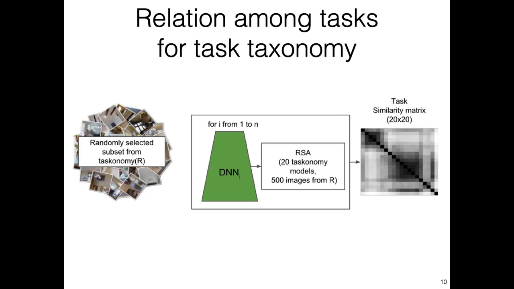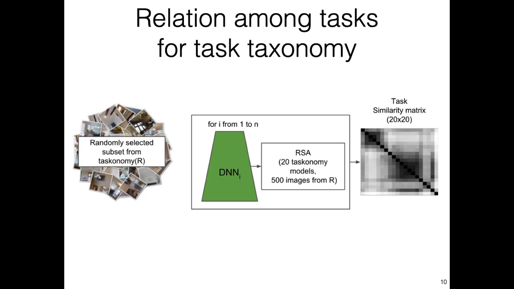To study the relation among tasks and build a task taxonomy, we proposed a framework in which we compute similarities among representations of these different tasks. We take a subset of images as input stimuli, compute the representations of the different models that have been trained on different tasks, and then apply representational similarity analysis between all these tasks to obtain the matrix you see here on the right, which is the task similarity matrix.